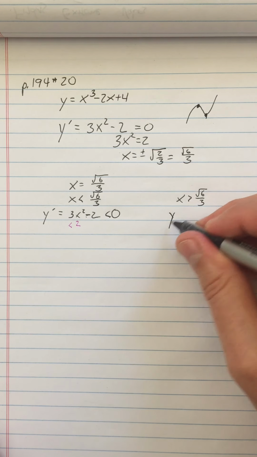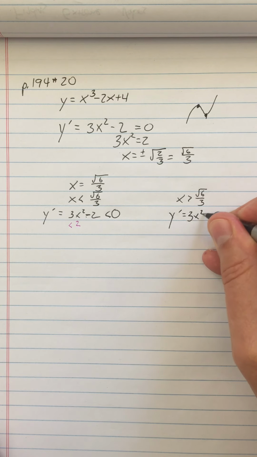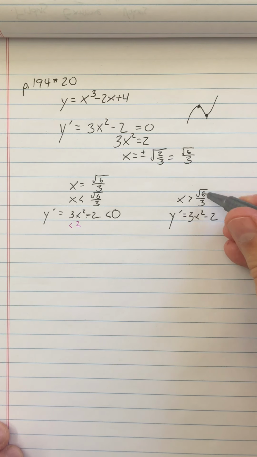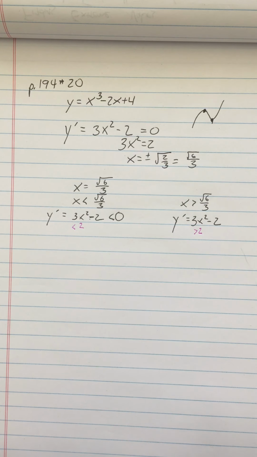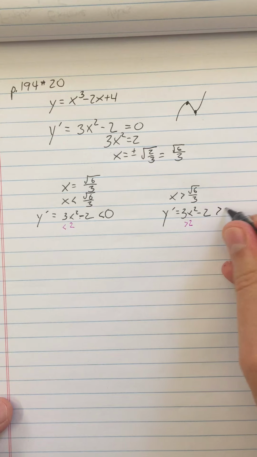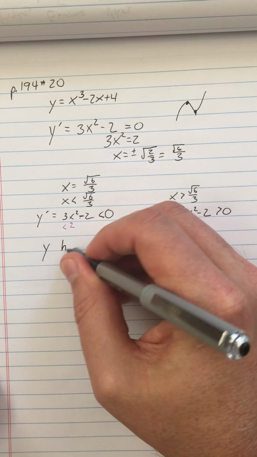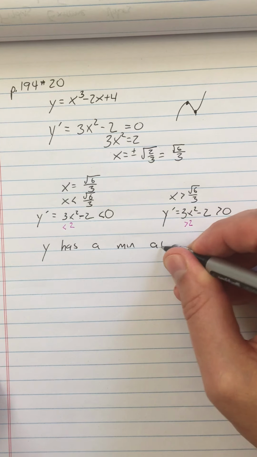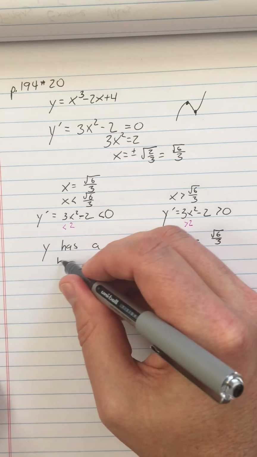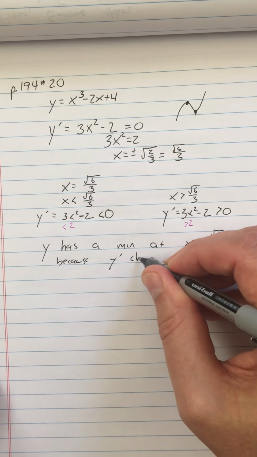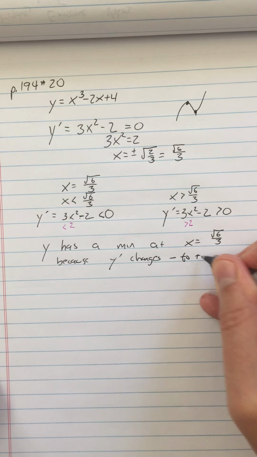Right? When x is greater than square root 6 over 3, y prime, which equals 3x squared minus 2, well, now, if I take this number square root 6 over 3 and I square it and multiply by 3, I'm going to get 2 again. So if I take a number slightly larger than square root 6 over 3, I'm going to get a number slightly larger than 2. And then when I subtract 2 from it, I'm going to get a positive number. All right? So y has a min at x equals square root 6 over 3, because y prime changes from negative to positive there.